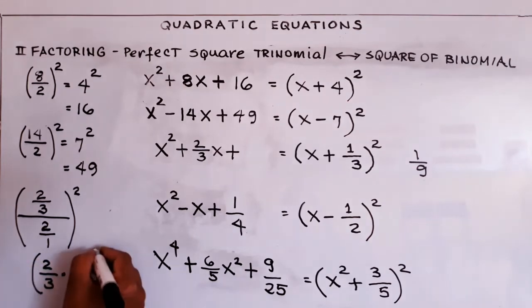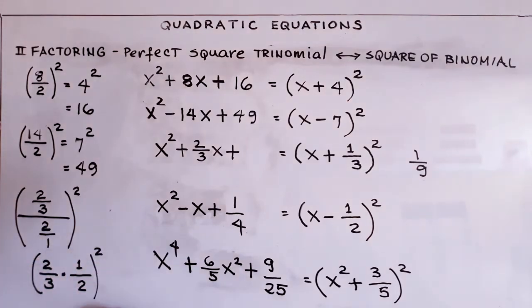Always make it a habit not to forget the square. Now here you can multiply 2 times 1, it's 2. 3 times 2 is 6. So you have 2 over 6.